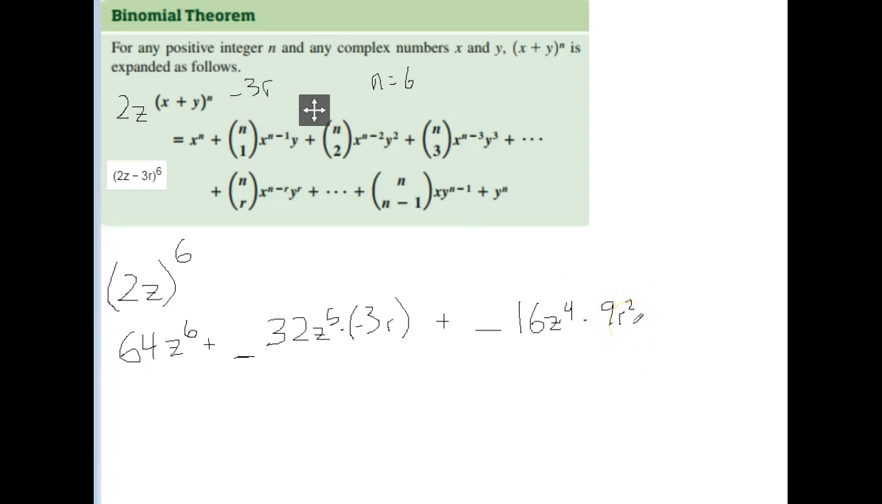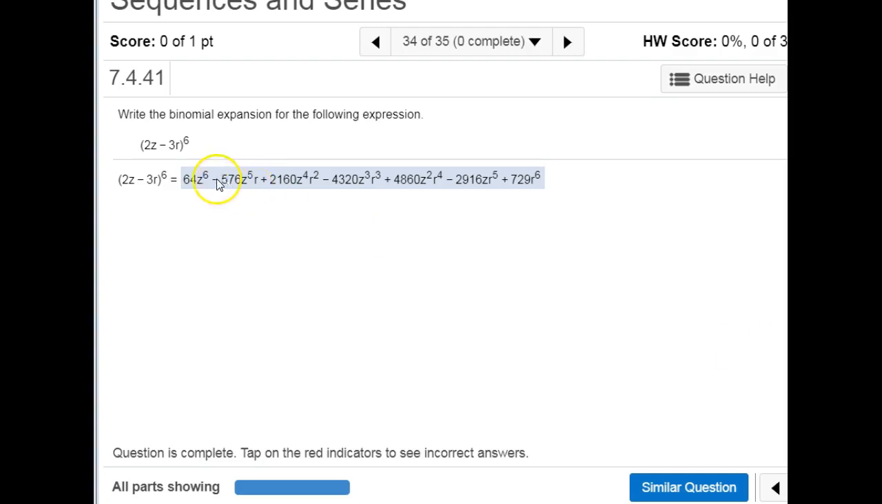And so you just repeat this pattern, adjust the exponents each time along the way. The z goes down by one each time, and our other term gets multiplied by one more each time in the exponent. And eventually you're going to get this as your solution.